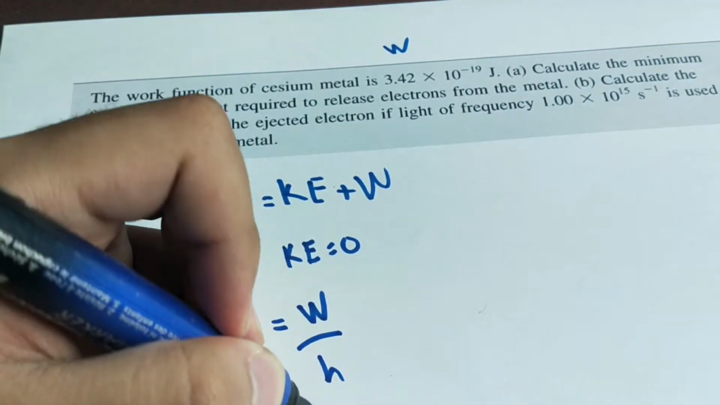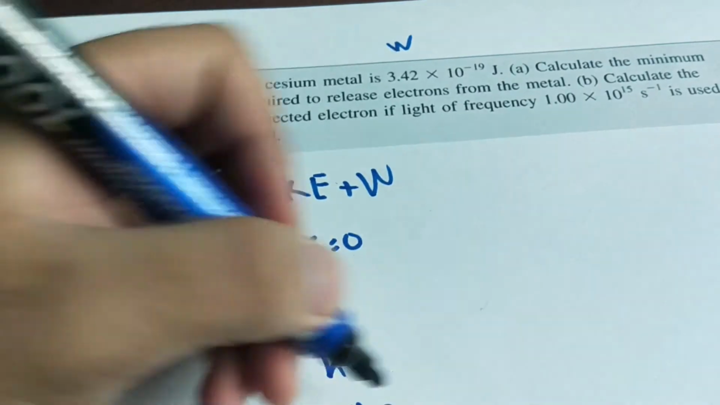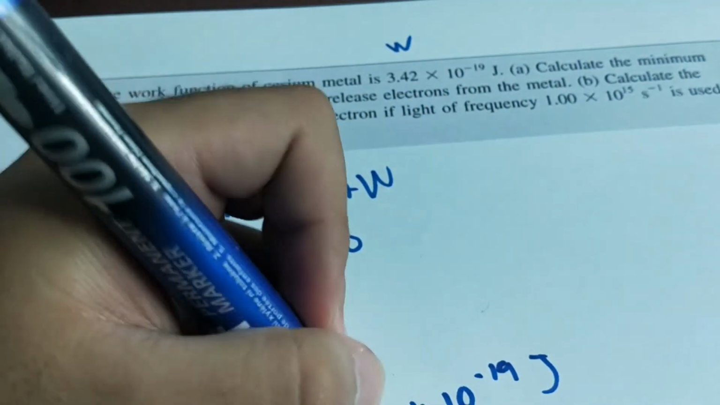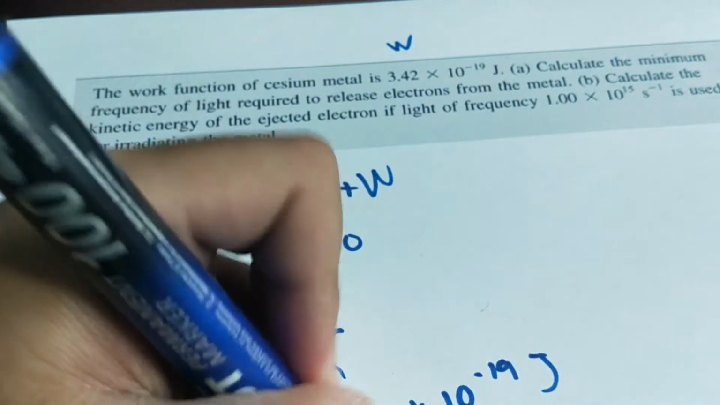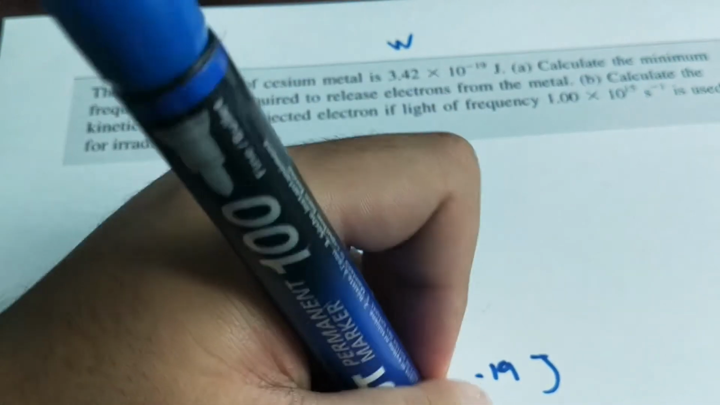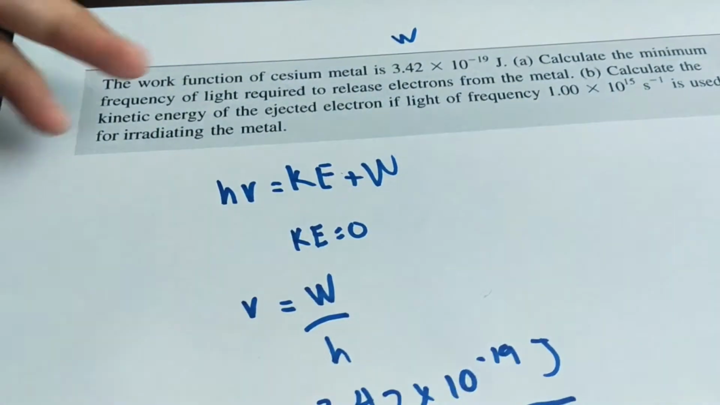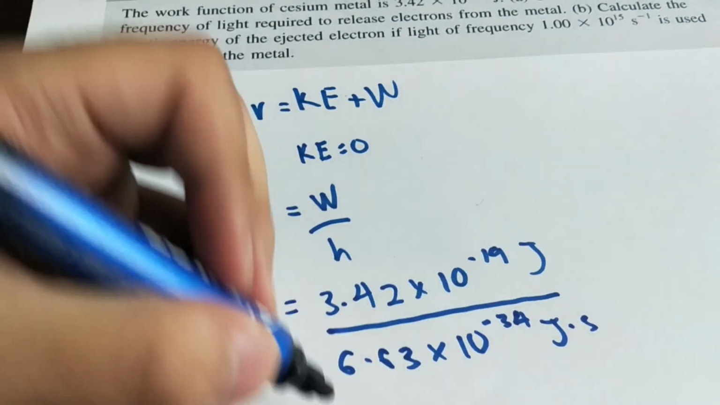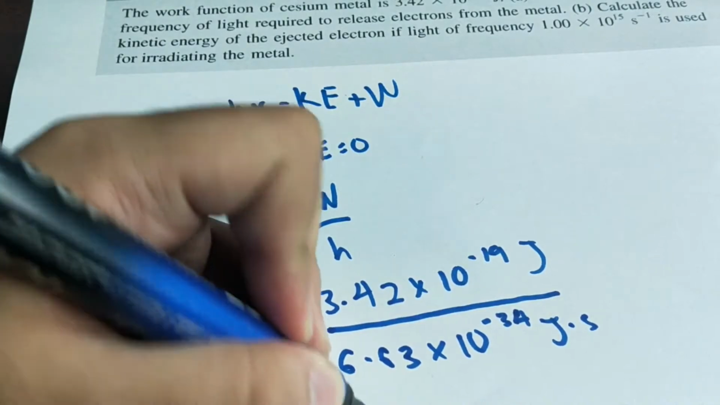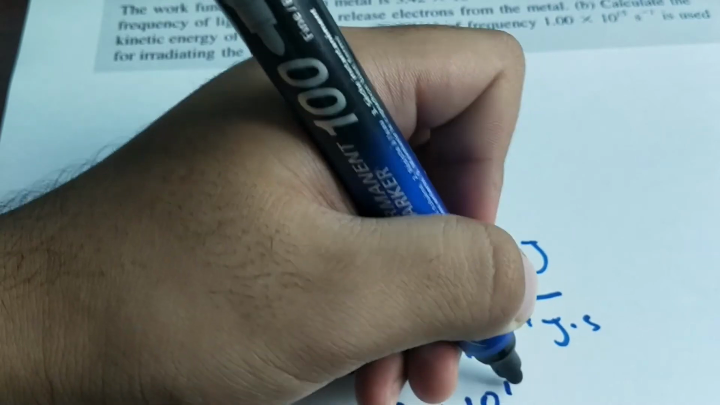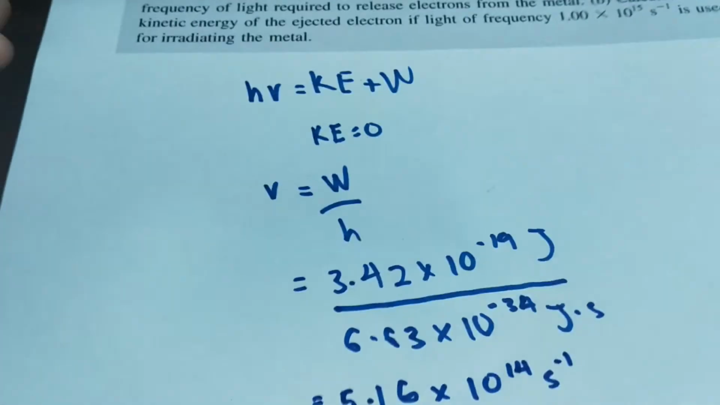W is 3.42 times 10 to the power of negative 19 joules, over the Planck constant, which is 6.63 times 10 to the power of negative 34 joule second. If you do this equation, you will get the answer 5.16 times 10 to the power of 14 second to the power of negative 1.